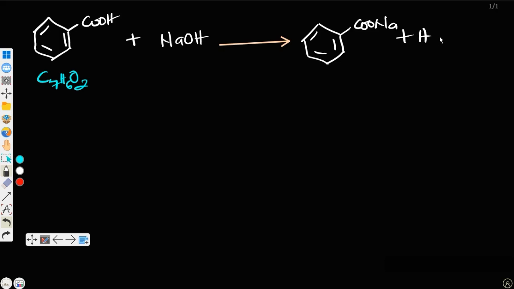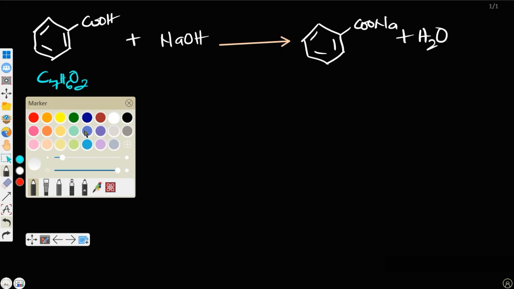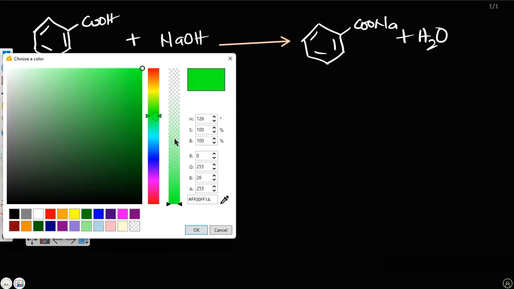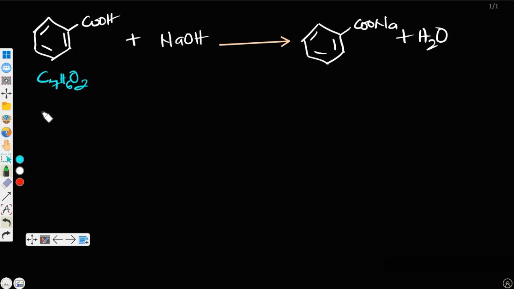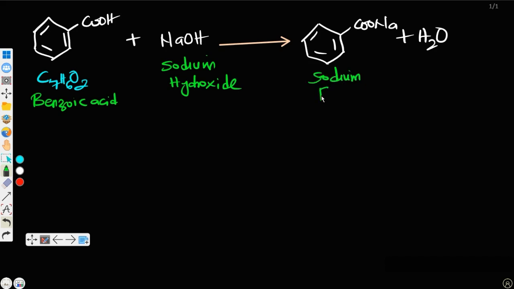plus what? Water. This is an acid plus base to give us salt and water. So you can come here and label everything that we'll have here. Here is benzoic acid plus what? Sodium hydroxide, which is your base. This will give us sodium benzoate, and then this will give us water. Exactly. Now this is the equation of reaction.